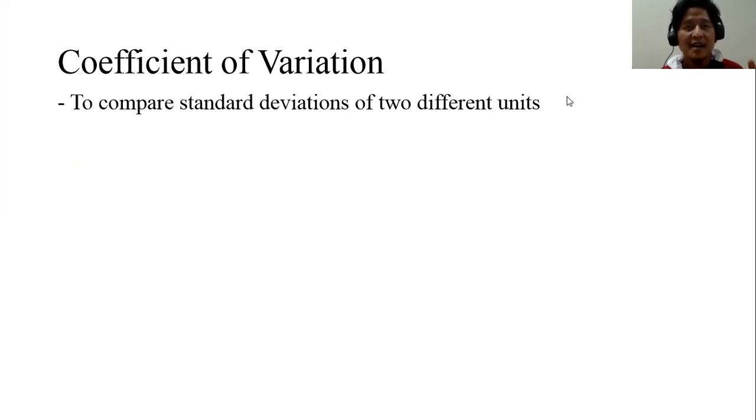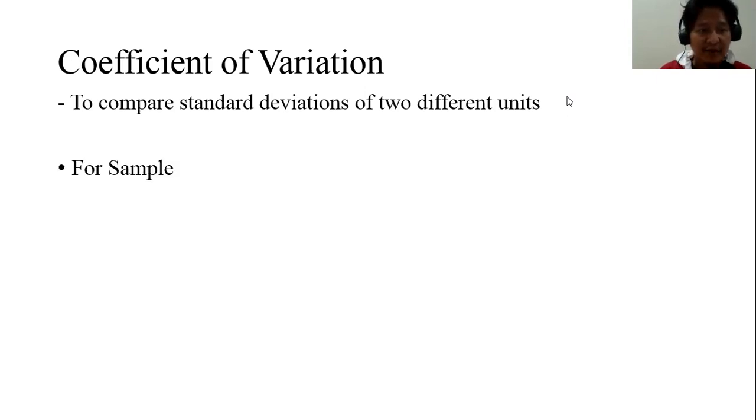Hindi mo masasabi na kunwari ang standard deviation ng isa ay 2 cm dun sa height and then dun sa weight naman ang standard deviation niya is 1 kilogram for example. Hindi mo pwedeng ma-compare yun kung alin ang mas dispersed or mas deviated. So para mawala yung units, we will have to use the coefficient of variation to compare these two standard deviations.